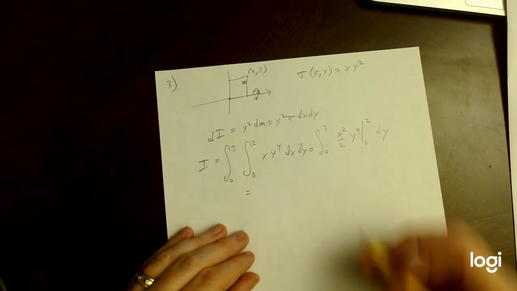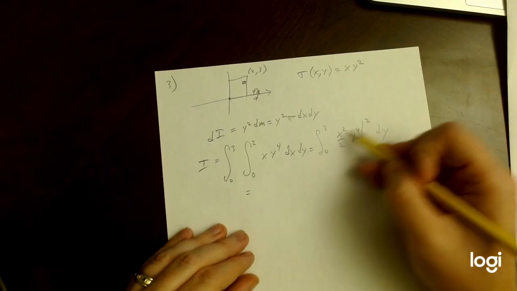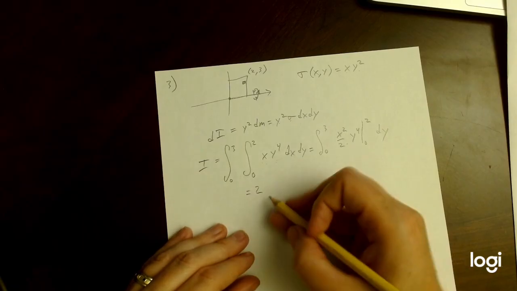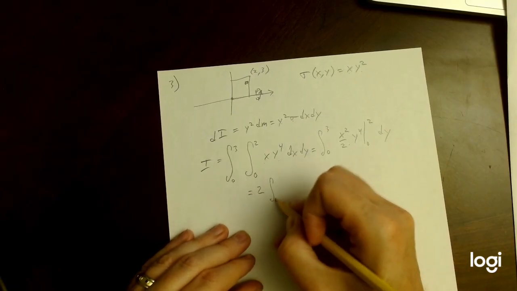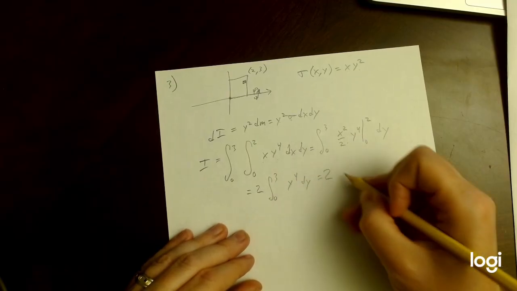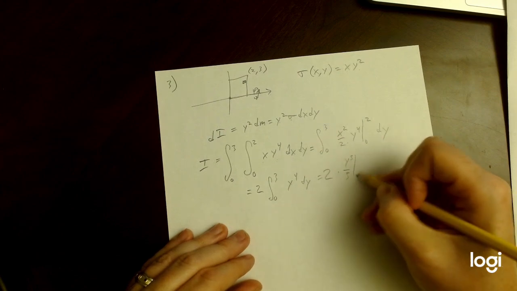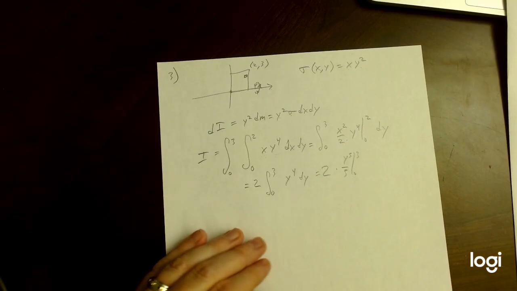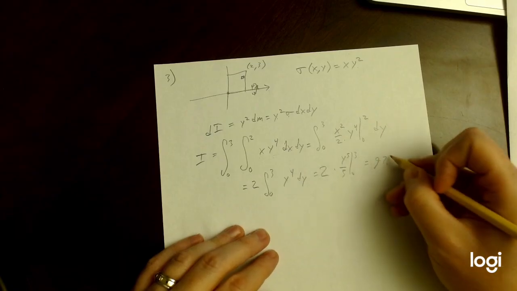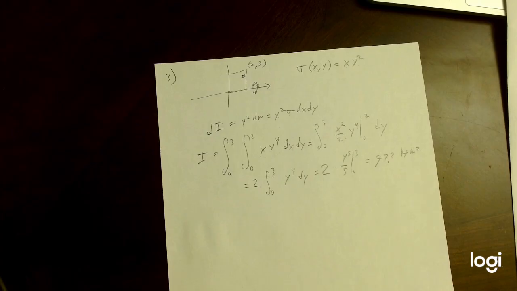After we evaluate that, the lower limit gets killed off, the upper limit becomes 4 divided by 2. So then we have just a factor of 2 out front from the x portion of the integral, and then we have from 0 to 3 of y to the 4th power dy. So 2 times y to the 5th over 5 from 0 to 3. And when we plug those numbers in, we'll get 97.2 kilogram meter squared. Again, check my work.